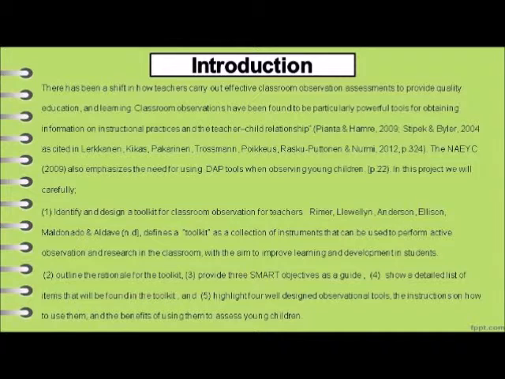It will clearly outline the rationale for this toolkit and will provide 3 SMART objectives as a guide. Additionally, it will also provide a detailed list of items that will be found in the toolkit as it relates to classroom observations. Finally, it will highlight 4 well-designed observational tools, the instructions on how to use them, and the benefits of using them to assess young children.